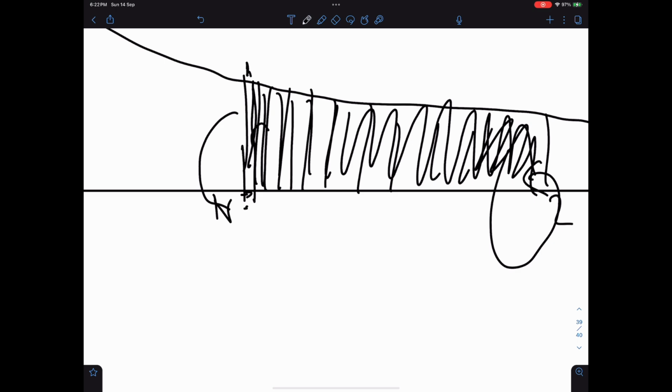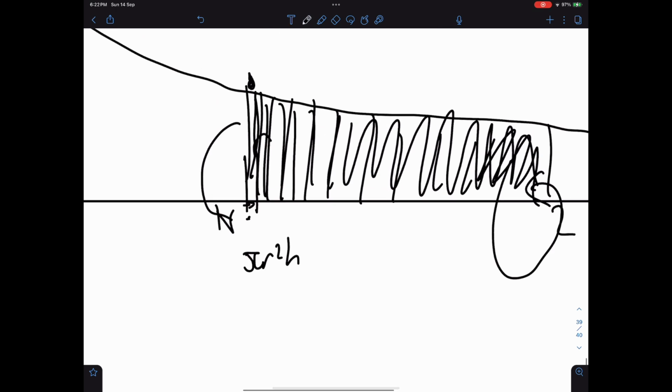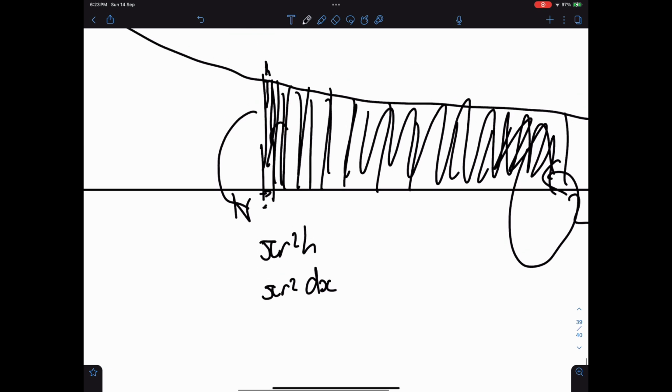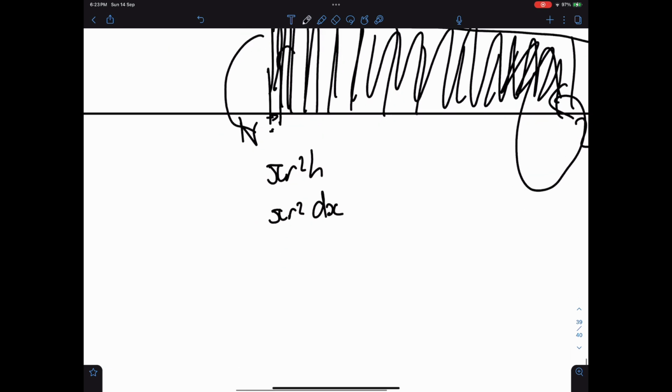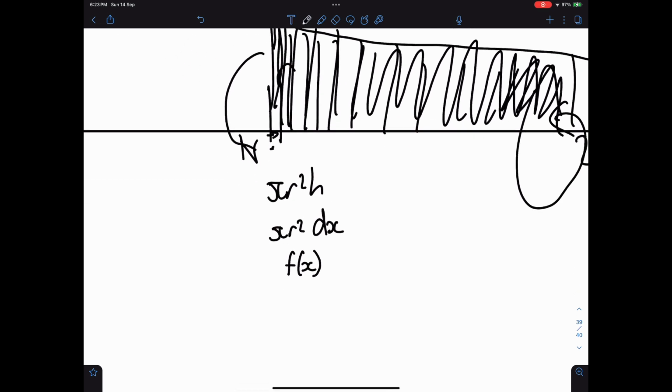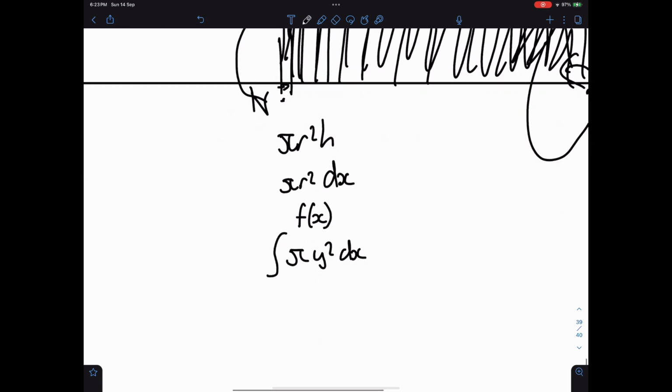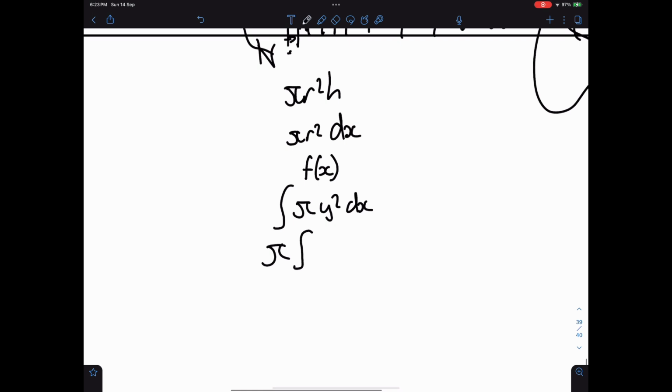And what's the volume of a cylinder? Pi r squared h, right? That h is this tiny distance of x, so we replace that with dx. And then the radius for every x is just f of x, or y. So pi y squared dx so far. And we're just adding all of them up, so it becomes an integral. And remember, we can pull out constant multiples of an integral like that. And then this is just between a and b.